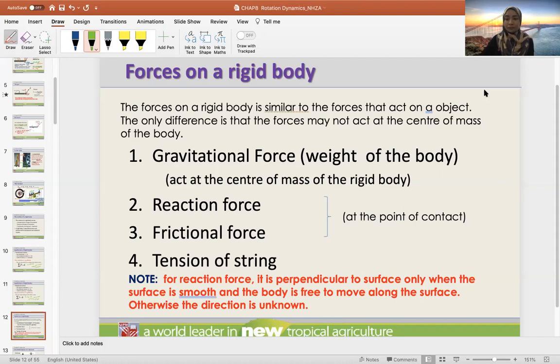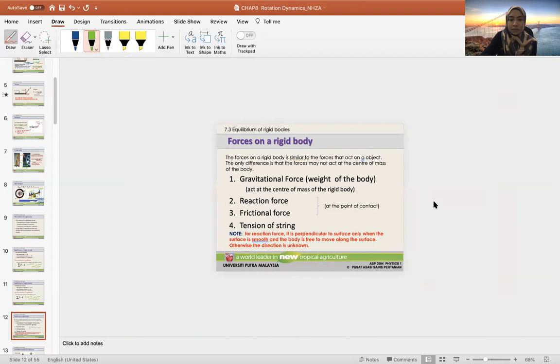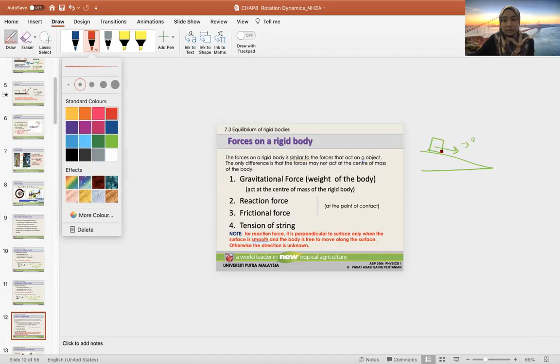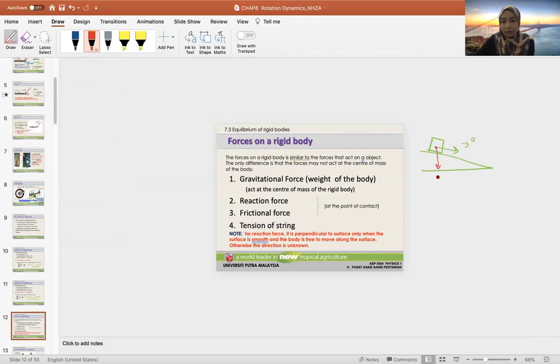Okay, for example, tak cukup tempat, sekejap saya kecilkan dulu. For example, I have an incline. Last time in chapter 3, we had an incline and we said this incline was moving forward. I have an acceleration to the right. It's moving forward, which means that my free body diagram should look like this. This is my mg, this is my R, and my friction should be here, right?